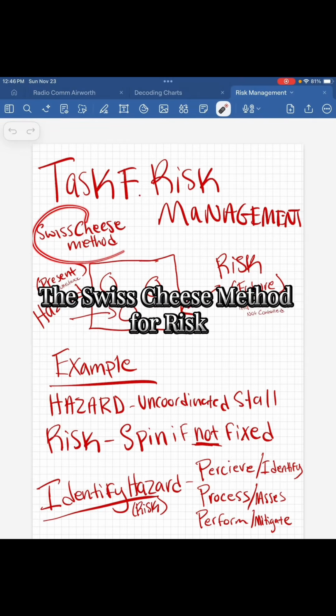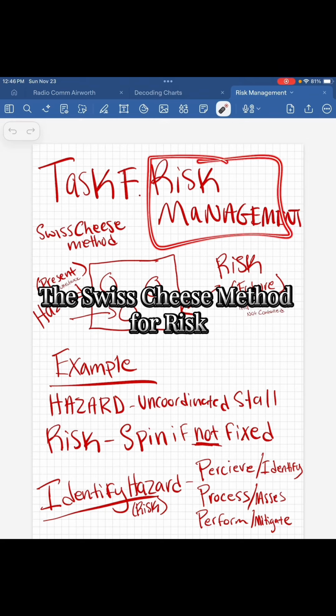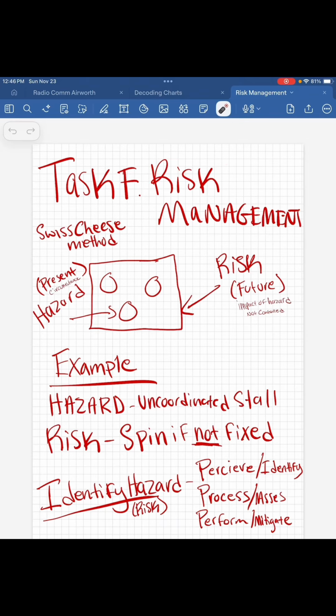All right, let's talk about the Swiss cheese method that you should use for every flight to help you manage your risk. So, the Swiss cheese method is essentially a block of cheese that has little holes in it. These little holes represent a hazard. A hazard is a present condition that could lead to or contribute to an unplanned or undesired event.